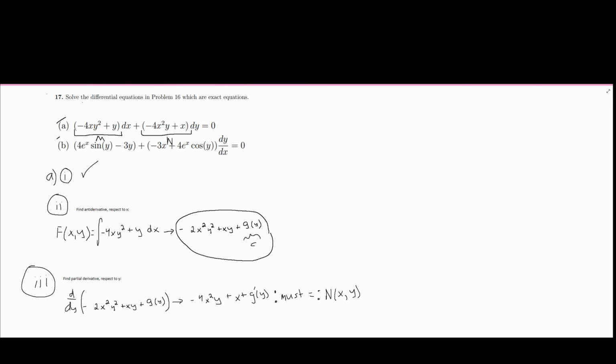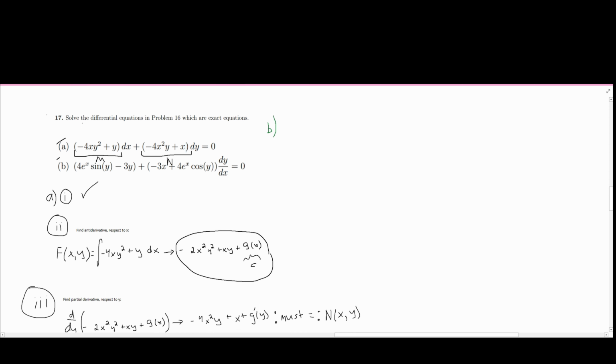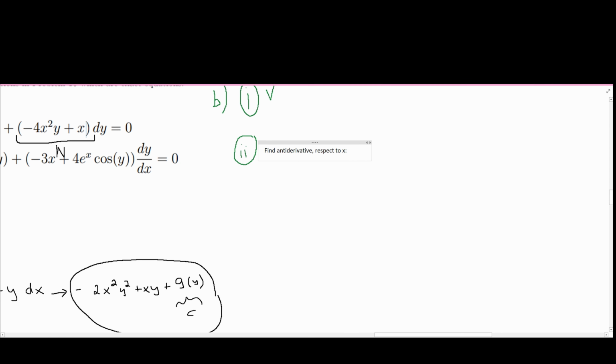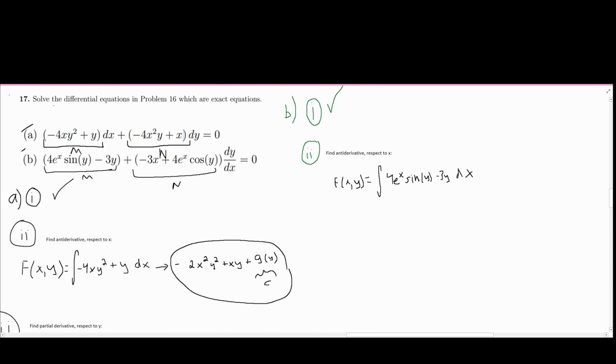For part B, we need to follow similar, we actually need to follow the same steps. So first we need to check if it is exact. We've already done that in the previous problem, so it is exact. For step 2, we need to find the antiderivative, and we are going to do this with respect to x. So this is how we're going to write it.